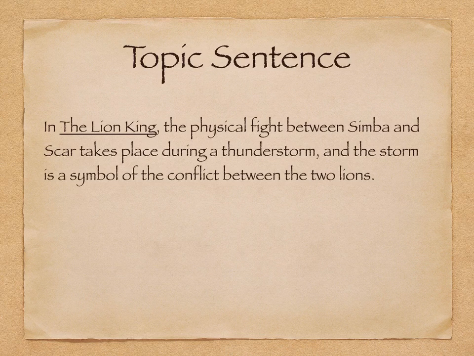Here's my topic sentence. I'm taking part of the question and I'm turning it into the basis of my answer. In The Lion King, the physical fight between Simba and Scar takes place during a thunderstorm, and the storm is a symbol of the conflict between the 2 lions. So there I'm talking about what the symbol is.